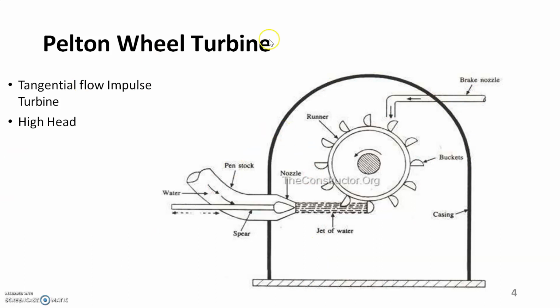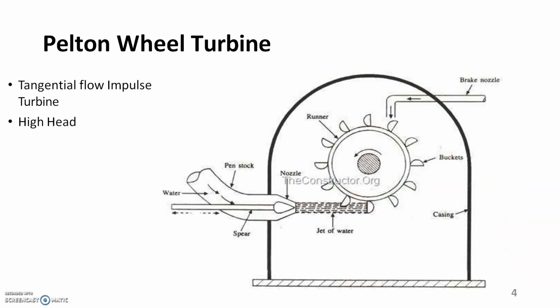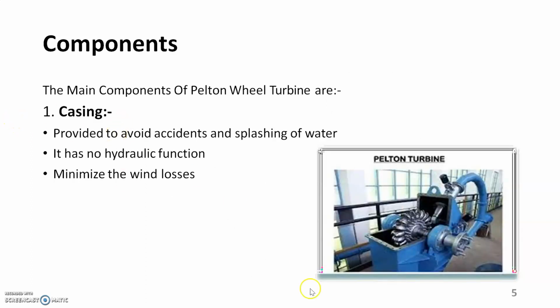This is a very important question. Explain the parts of the Pelton wheel, right, with the function of each part. Now let us go to the function of each one. First one is casing. You see, this is also another photograph.